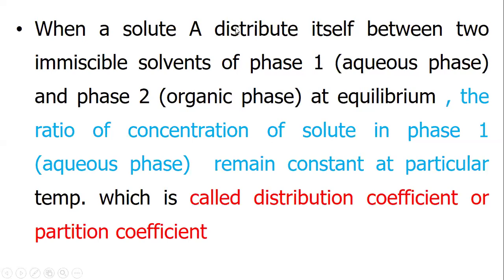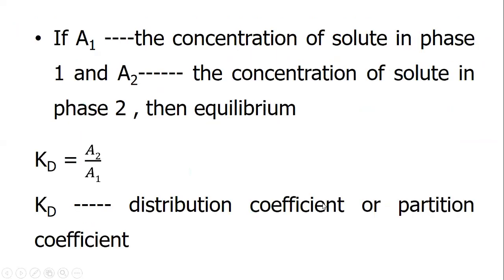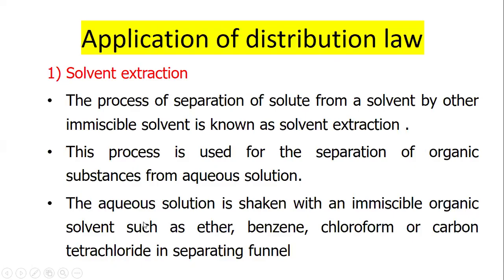When a solute A distributes itself between two immiscible solvents, phase 1, the aqueous phase, and phase 2, the organic phase, at equilibrium the ratio of concentration of solute in the two phases remains constant at a particular temperature, which is called the distribution coefficient or partition coefficient. If A1 is the concentration of solute in phase 1 and A2 the concentration of solute in phase 2, then at equilibrium KD equals A2 over A1, where KD is the distribution coefficient or partition coefficient.